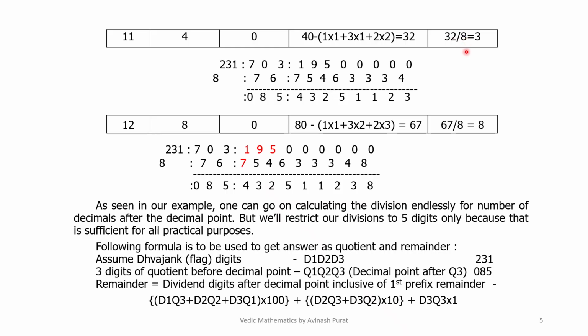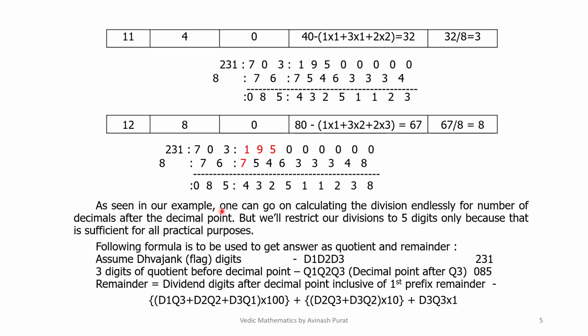32 divided by 8, we take 3 as quotient and not 4. So when we take 3 as quotient, 8 is remainder. So 12th step, 8 is remainder and 0 is dividend. So 80 minus 1 into 1 plus 3 into 2 plus 2 into 3, that is equal to 67, and 67 divided by 8 is 8 we take as quotient.